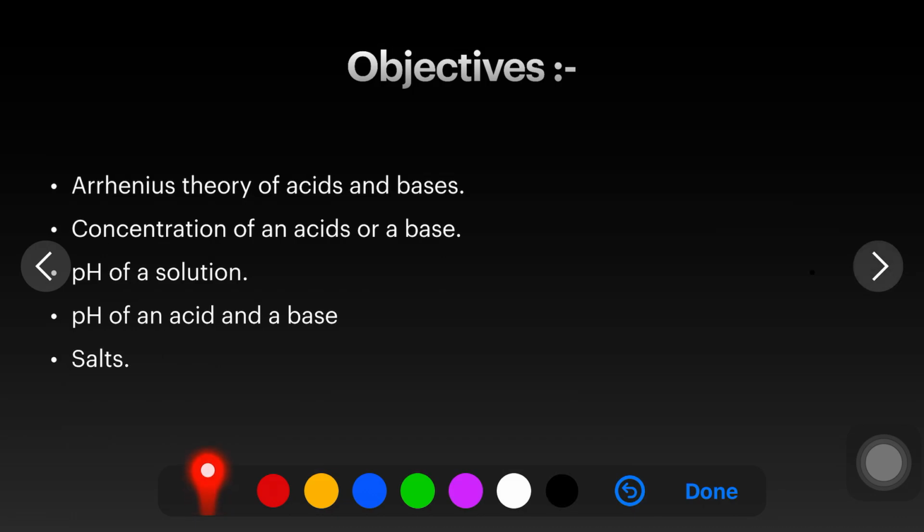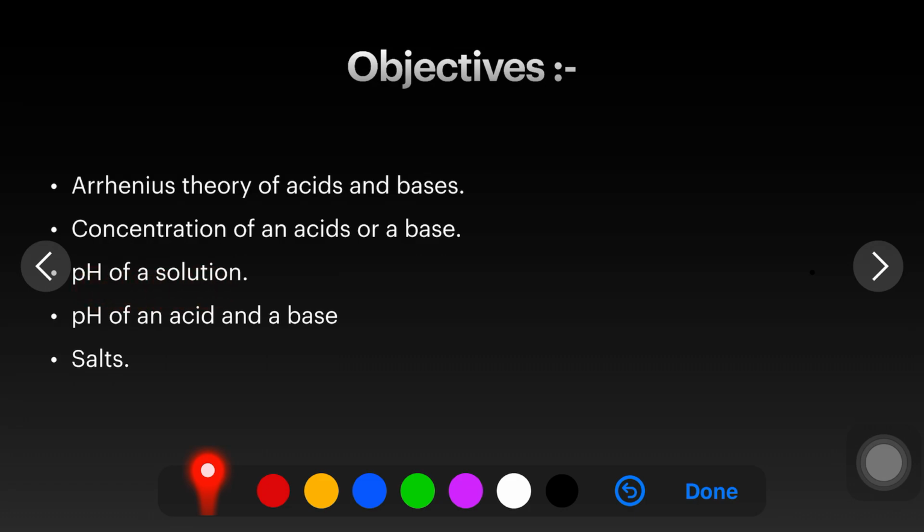Students, in this chapter you are going to deal with the Arrhenius theory of acids and bases. This theory was given by the scientist Arrhenius, meaning the definition of acids and bases. Next you are going to deal with concentration of acids or bases. Concentration means the strength of an acid or base, meaning the power of an acid or a base.